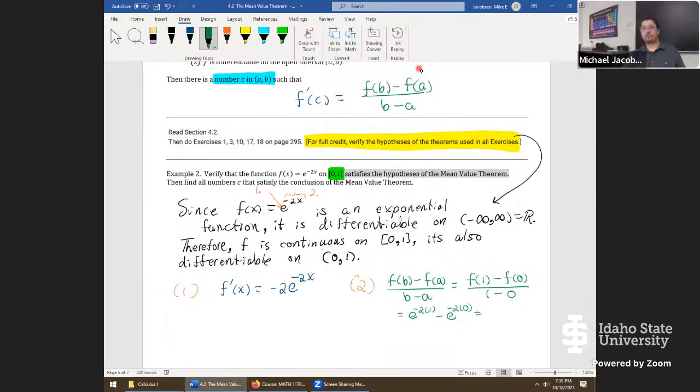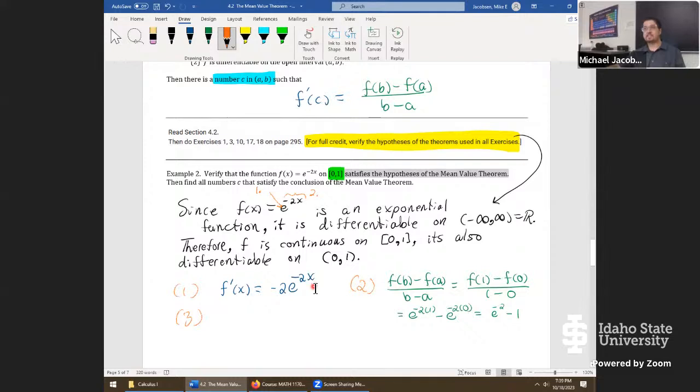So if we simplify this a little bit further, this is just e to the power of negative 2. Right over here, this is e to the power of 0, and e to the power of 0 is just a 1 altogether. So minus 1. So e power negative 2 minus 1 is the average rate of change of the function on the set 0, 1 right here. Now in step 3, we take both results and equate them together.